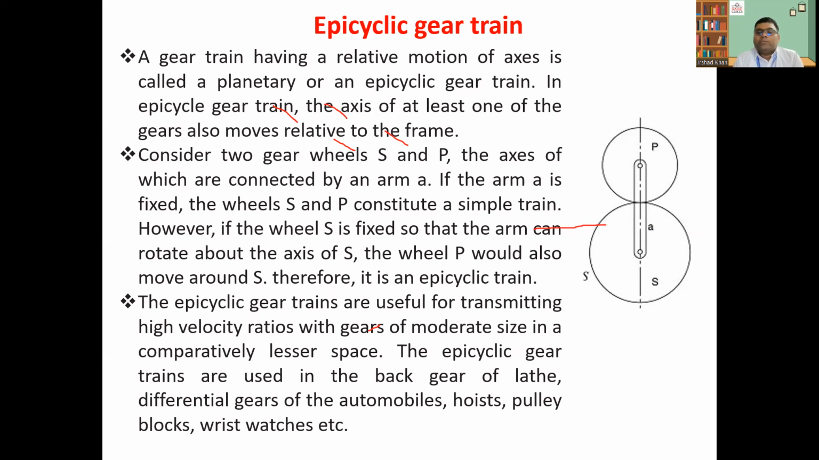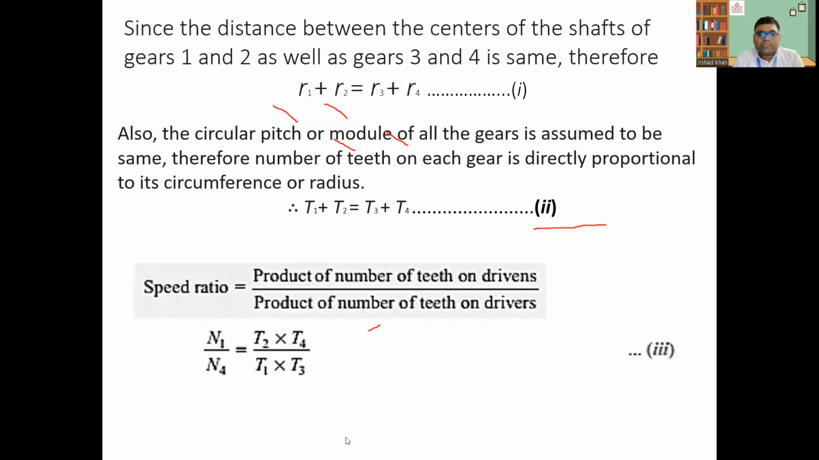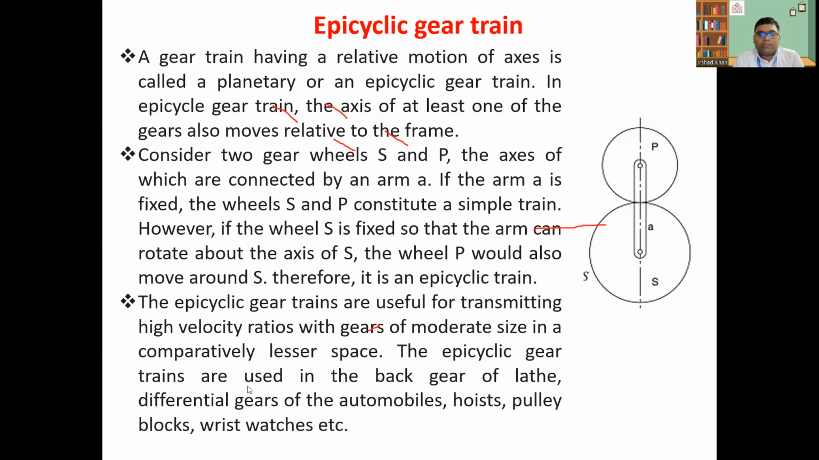So epicyclic gear trains are useful for transmitting a high velocity ratio with gears of moderate size in comparatively less space, and such an arrangement can be made. They are mostly used in wristwatches and basically in the automobile sector.